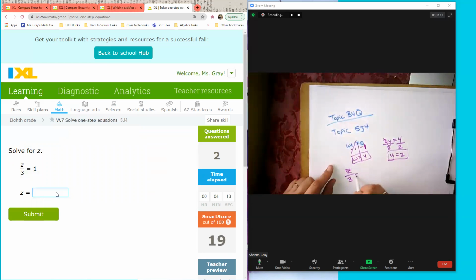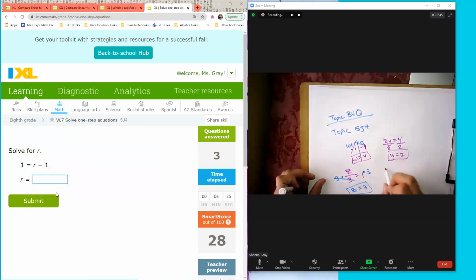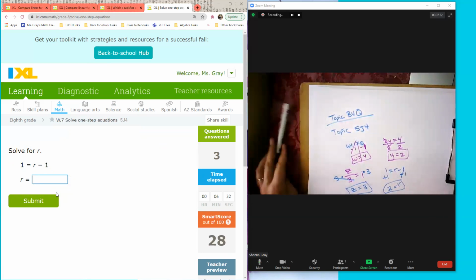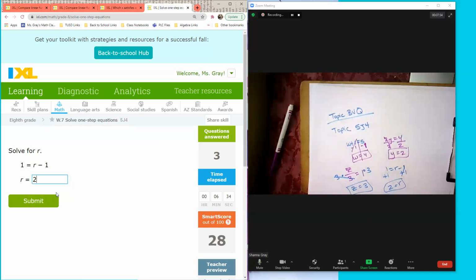D divided by 3 equals 1. So if I multiply both sides by 3, to get rid of that 3 on the bottom, I end up with z equals 1 times 3. Then something minus 1 equals minus 1. So if I add 1 to the side, so these are pretty straightforward. So I don't think this will be too challenging. I'll let you handle it.